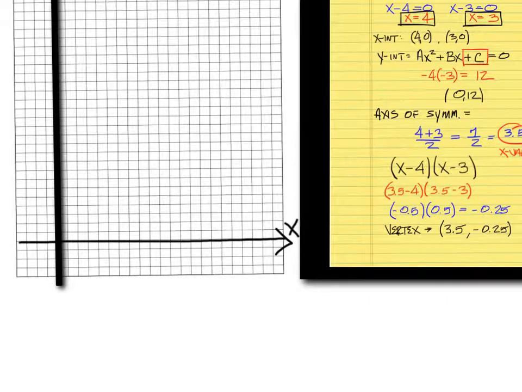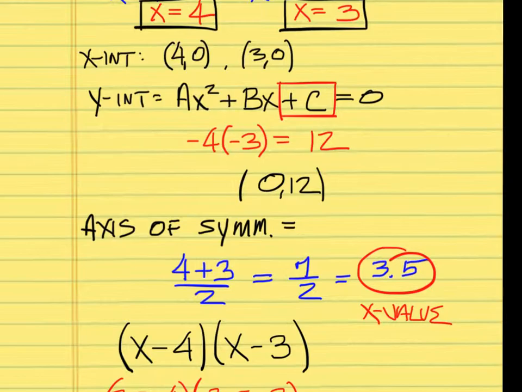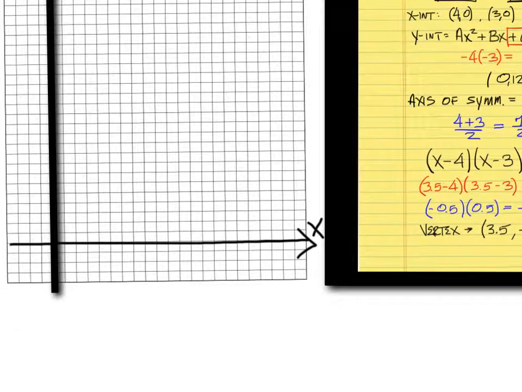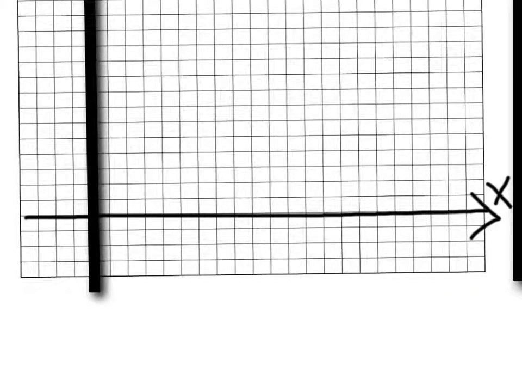The x-intercepts are over here. We have 3 and 4. So we have to section off our graph. Each block does not have to equal 1. You can do this. I'm going to go every 3 blocks is 1. So there's 2. Here's 3. Here's 4. And our x-intercepts are at 3 and 4.